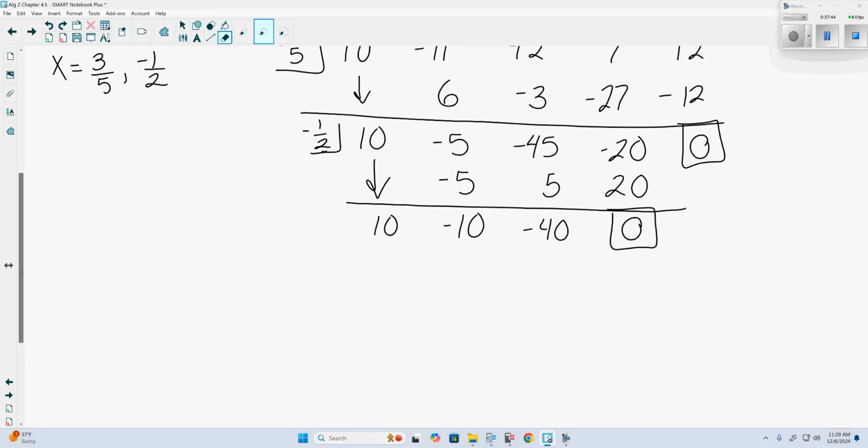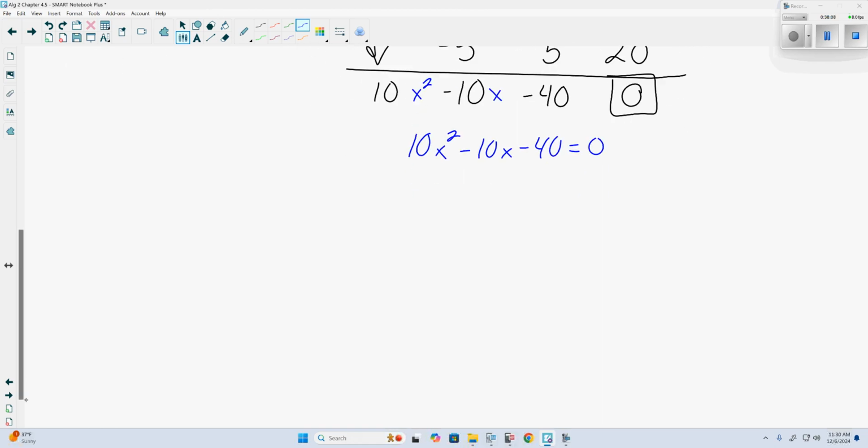Incidentally, those are the only two rational zeros out of this entire thing. The others, we're going to have to use the quadratic formula to solve. So to do that, we're going to go back and plug in our values. x squared minus 10x squared minus 10x minus 40 is equal to 0.